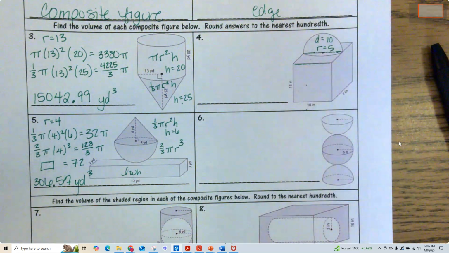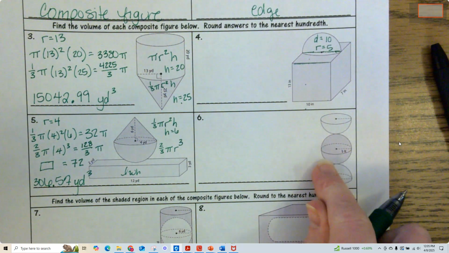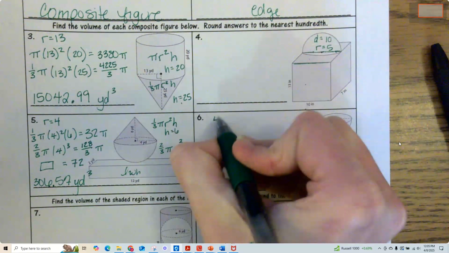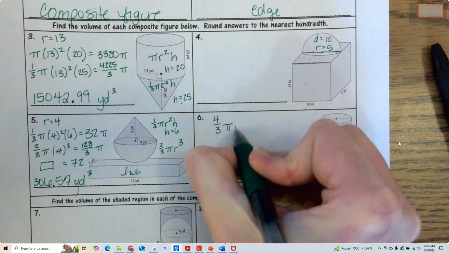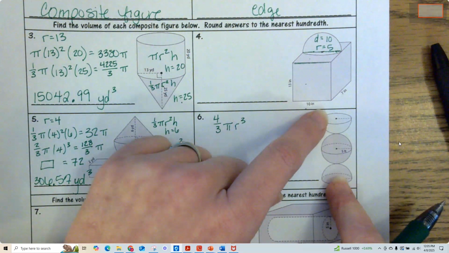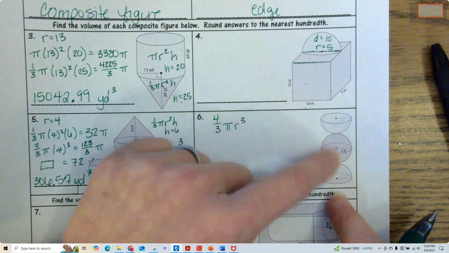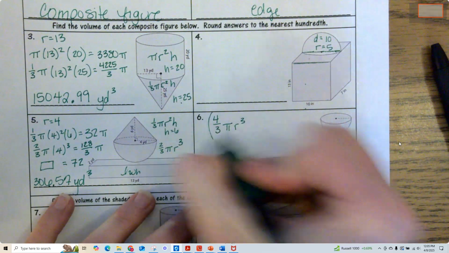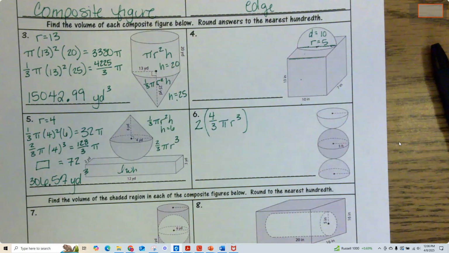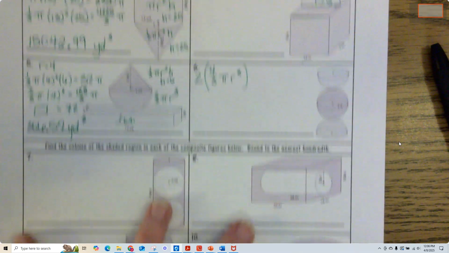5. Okay. This one, you can just treat it like 2 whole spheres. Right? So a sphere is 4/3 pi r cubed. And then these two pieces, if we combined them, it would make another sphere. They all have the same radius. So for this one, all you've got to do is plug the radius in. Is that right? I think that's right. Okay.